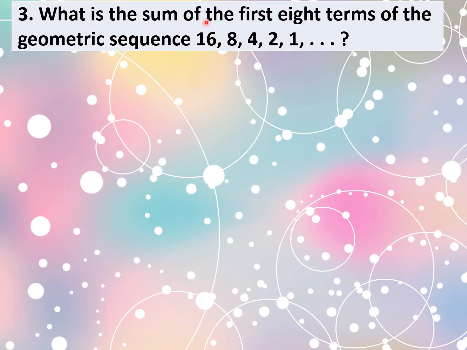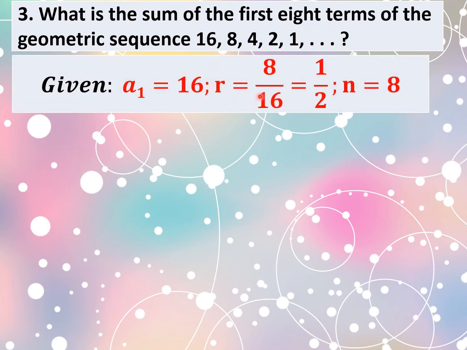Let's have the third example. What is the sum of the first 8 terms of the geometric sequence 16, 8, 4, 2, 1, and so on? So, first 8 terms yung hahanapan natin ng sum. So, ang given natin, ang a sub 1 is 16, and then ang common ratio ay 8 divided by 16, which is 1/2. Pag ni-lowest term, using greatest common factor na 8, 8 divided by 8 is 1, 16 divided by 8 is 2.